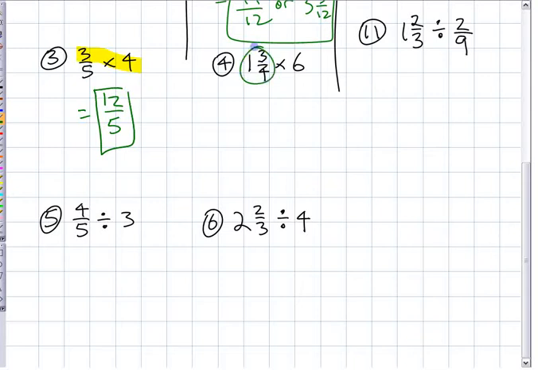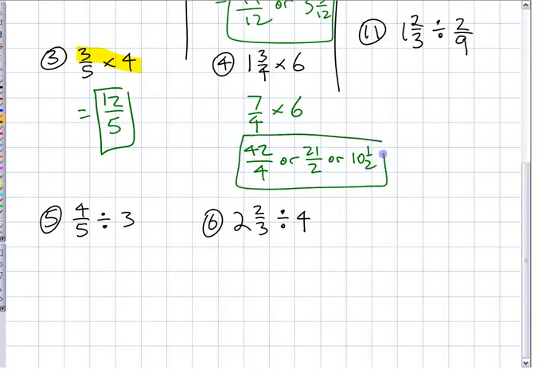If you're given a mixed number, I think it's easier to change it to an improper fraction first. That's 7/4. So this is going to give you 42/4. Or you could reduce that to 21/2, or you could make it 10 1/2. Any one of those answers is fine. It's probably best if you reduce it at least to this first.